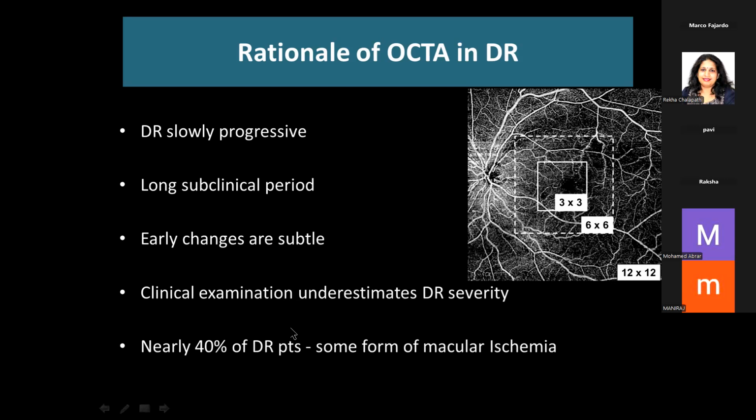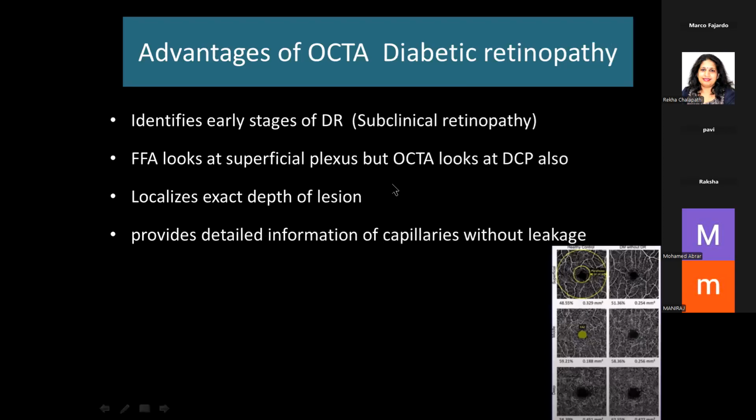And sometimes clinical examination underestimates the severity of diabetic retinopathy, so you move on to imaging modalities like FFA and OCTA for these things. Another important thing is that almost 40% of the patients with diabetic retinopathy will have some form of macular ischemia, which can be easily diagnosed with OCTA. As I told you, FFA looks into the superficial plexus, and OCTA looks into the deep capillary plexus also. And the leakage will sometimes obscure the vision in the image in FFA.